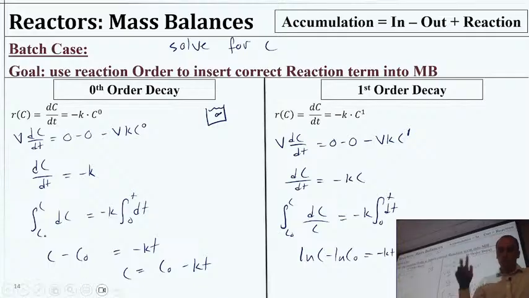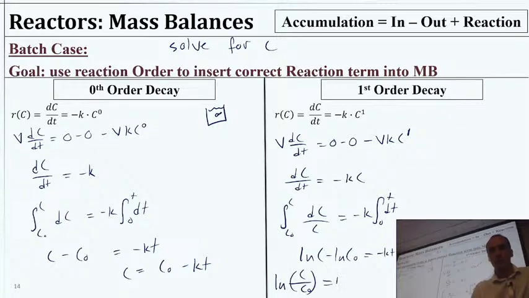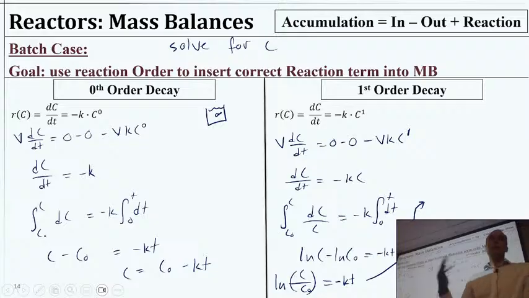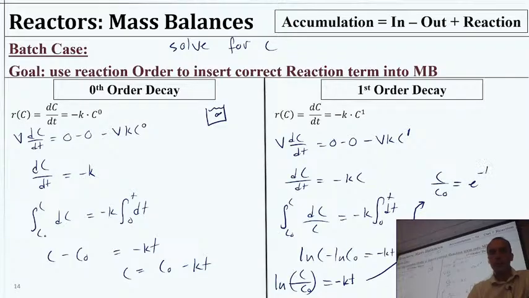Now the other trick, so to speak, is to recognize that natural logs you can combine. One minus the other would be the same thing as taking the natural log of C over C naught, equals negative kt. So from here, I'll just go ahead and move this up here. We can solve for C by taking e to the power of both sides, and we will get C over C naught equals e to the negative kt.